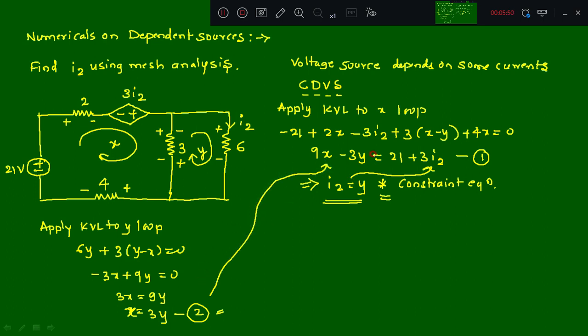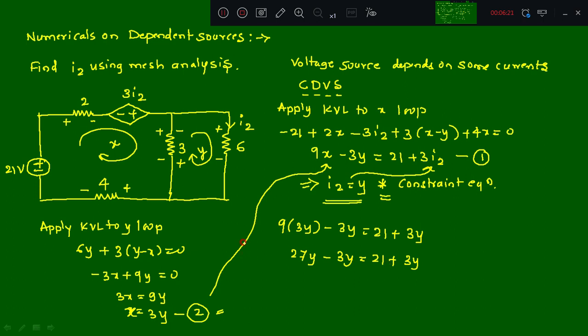So that complete equation will be in the form of y, so that you can easily eliminate for what? y. Therefore 9, in the place of x I will write what? 3y minus 3y is equal to 21 plus 3y. Just to simplify, what we will get? It's 27y minus 3y is equal to 21 plus 3y.